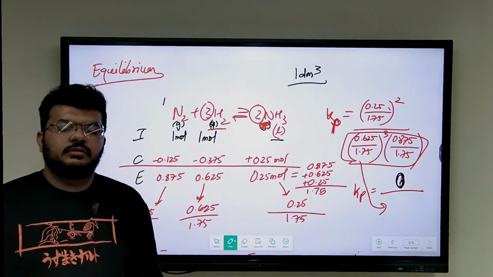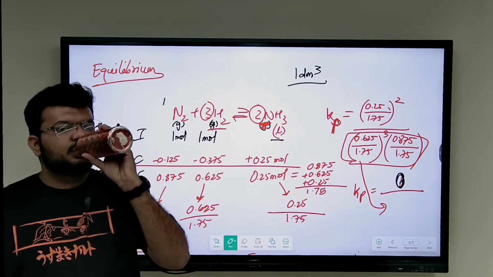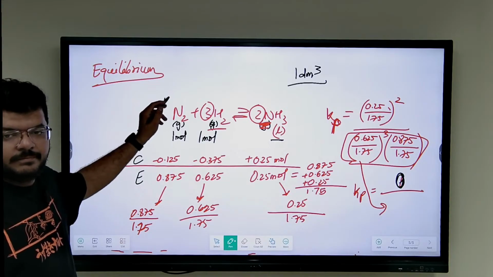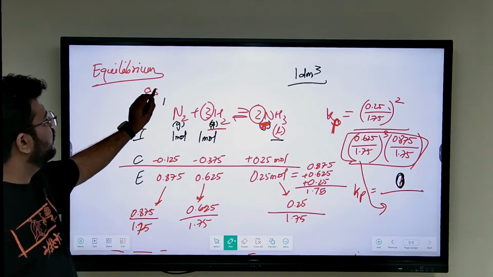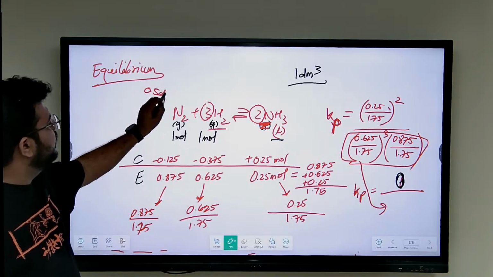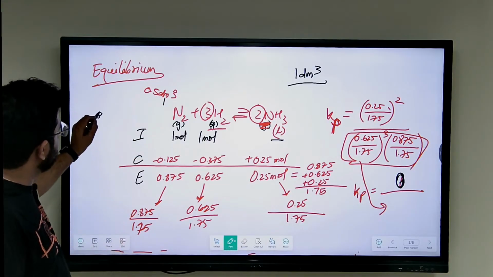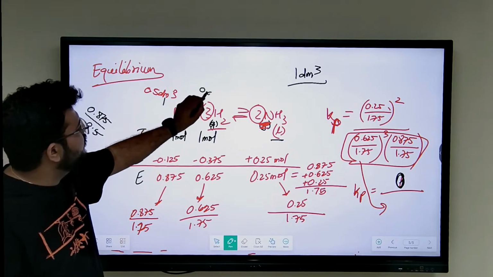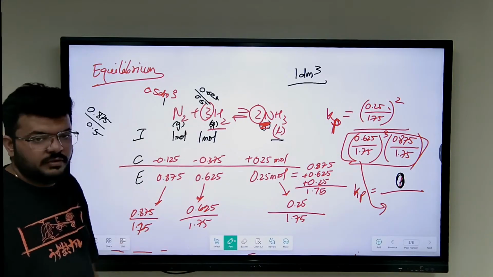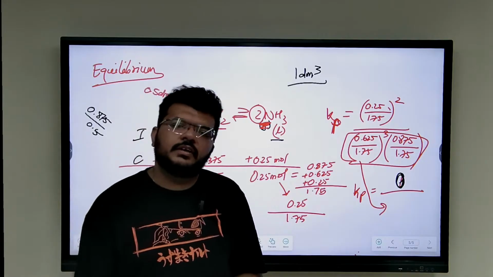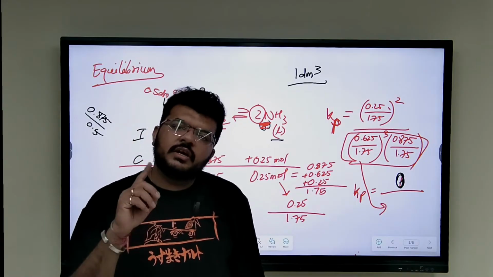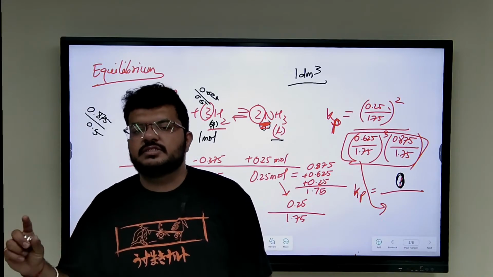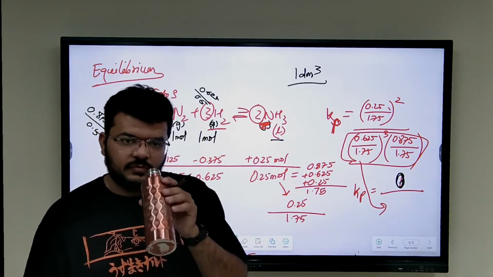So if it wasn't 1 dm cube, then what do we do for Kc? Let's say this is Kp. How much volume do you want? 0.5. 0.5 what? cm cube? 0.5 dm cube. Okay, then you will find the concentration. The concentration is 0.875 upon 0.5, 0.625 upon 0.5. If they ask for Kc, then you find concentration. If they ask for Kp, you can directly use mole fraction, provided you are only using gases. You can only use Kp if all are gases. It's not that you have to.